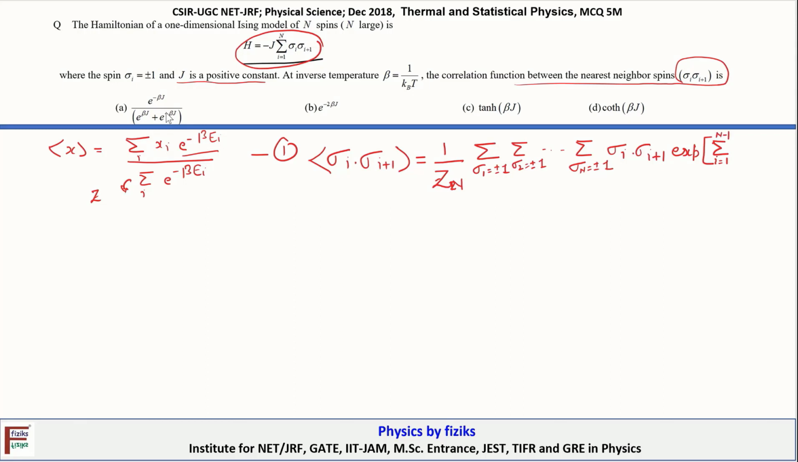Here we are not taking the summation up to n, because basically it's under free boundary condition. Suppose we are having a 5 spin system, okay, so we are considering the nearest neighbor interaction like this. So this way we will have four terms basically. So i taking value from 1 to n minus 1, beta J i, then sigma i plus 1.